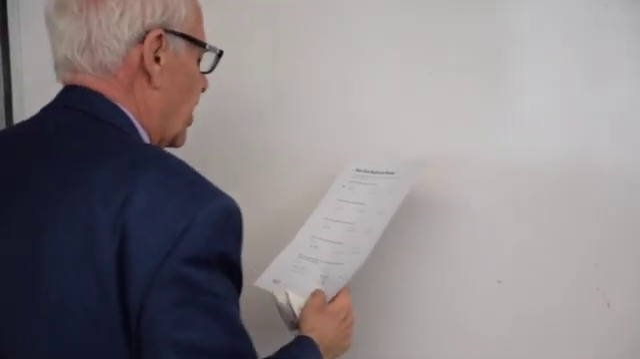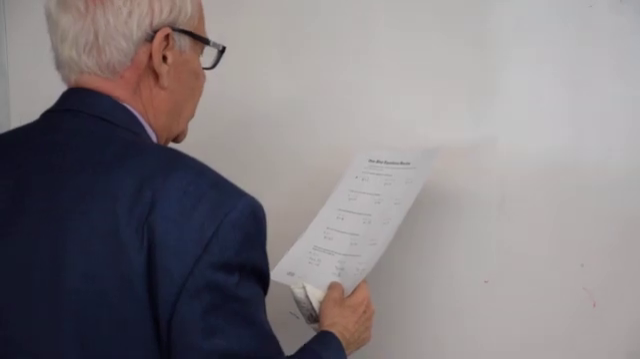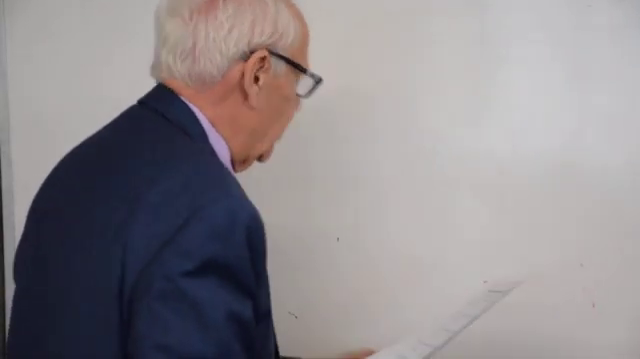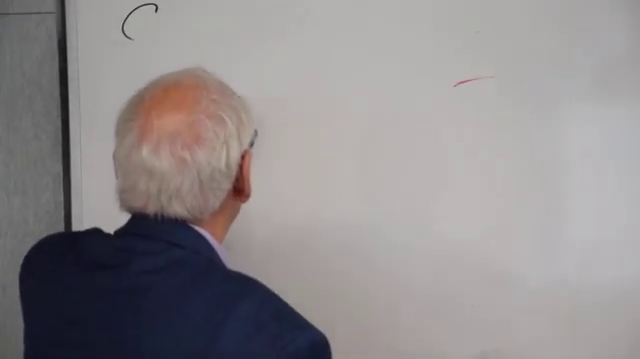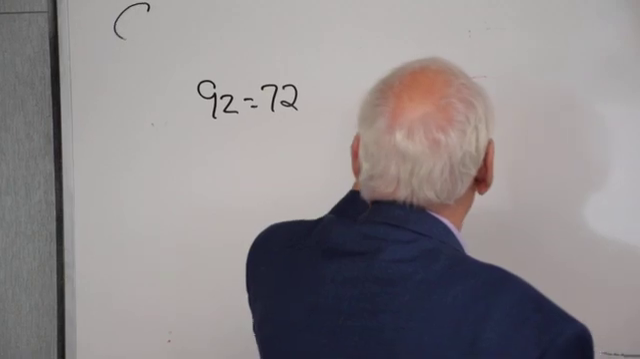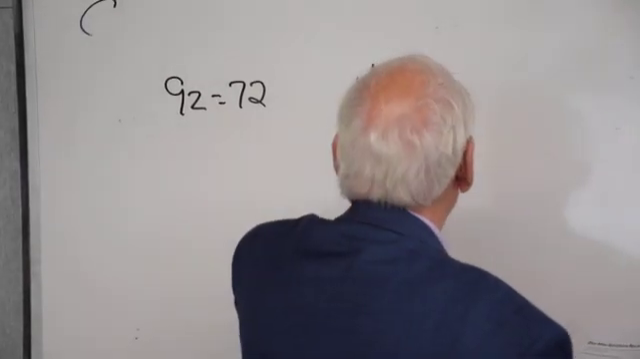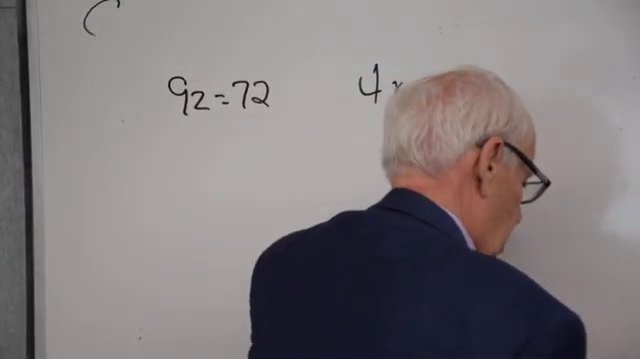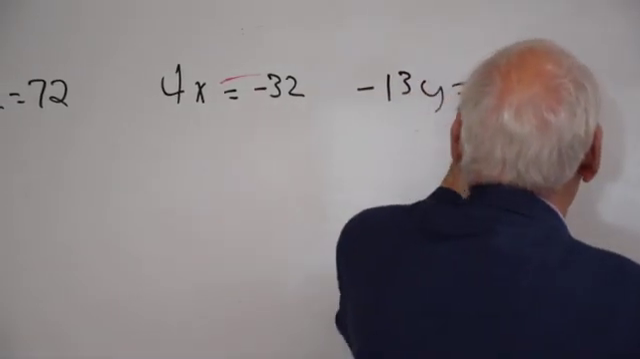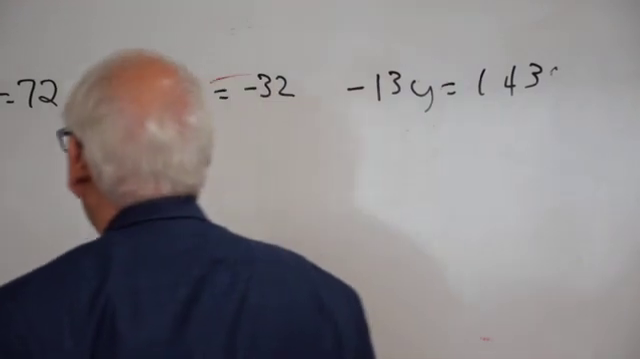Okay, so now let's solve each multiplication equation by division. This is 7, 8, and 9. So here's 9z equals 72. 4x equals minus 32. Minus 13y equals 143.